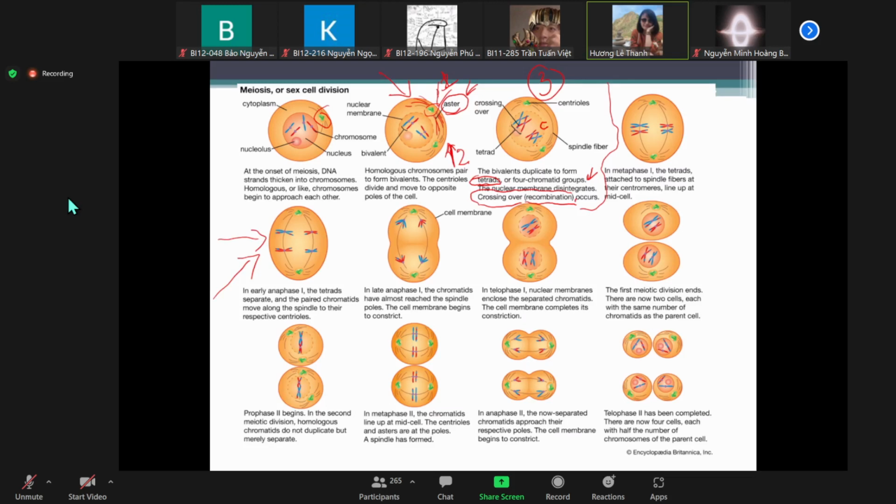And in late anaphase 1, the chromatids almost reach the spindle poles, and the cell membrane begins to constrict. So they start to divide into two cells. In telophase 1, nuclear membranes enclose the separated chromatids, and the cell membranes complete their constriction. So when the first meiotic division is finished, we have two cells. These cells have the same number of chromatids as the parent cell.